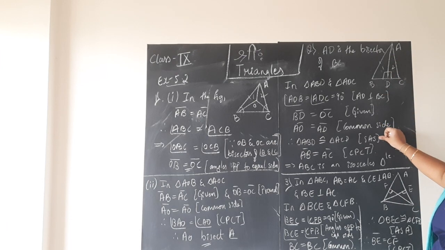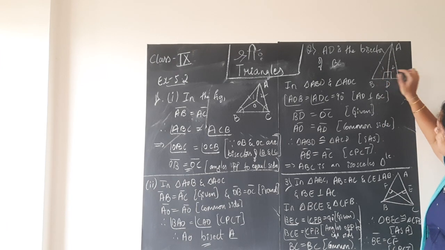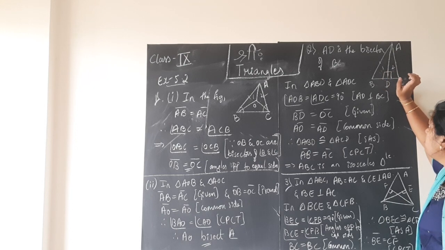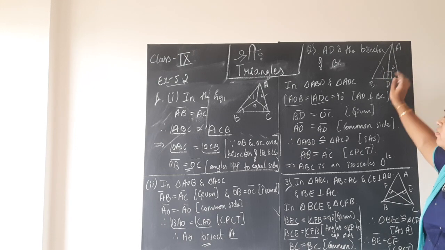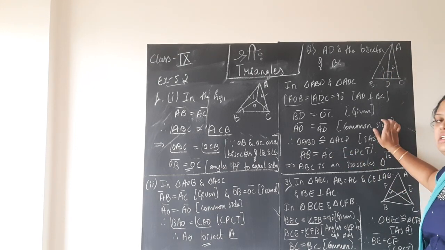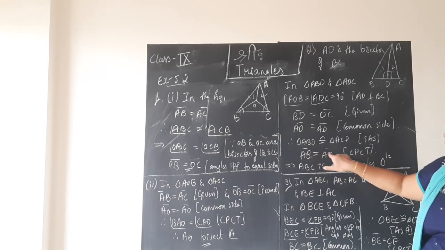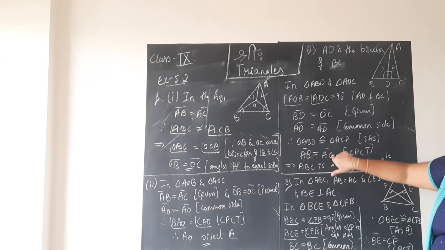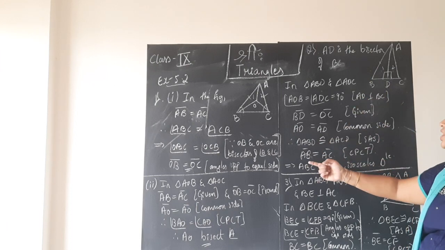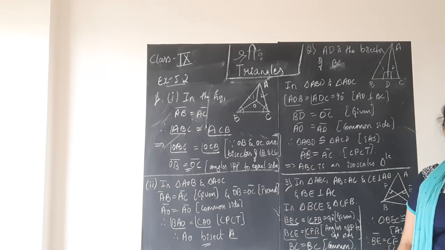Hence by SAS congruency we proved these two triangles are congruent. Once we proved these two triangles are congruent, then the required proof just becomes the CPCT. So AB equals AC, by CPCT we can prove. Once we proved AB equals AC, of course then ABC is an isosceles triangle. Very simple problem. So that is about the second question.